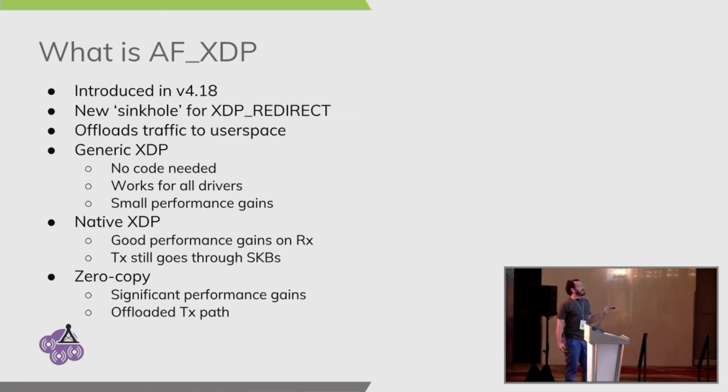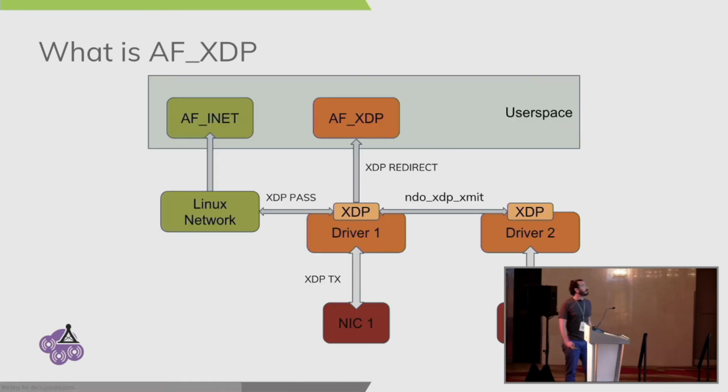Now, the next step is native XDP. Native XDP offers really good performance on RX, but it doesn't change anything on the TX. And then you have zero copy. The zero copy mode on AF_XDP is essentially where you allocate the buffers for the network interface card from user space. Since you offload all the traffic to user space, you can use those buffers for either RX or TX. You don't have to copy the buffers. XDP works in both directions, and that's where you get all the speed improvements. The zero copy AF_XDP mode is the mode that works really, really fast. So compared to the previous slide, this is where XDP fits in.